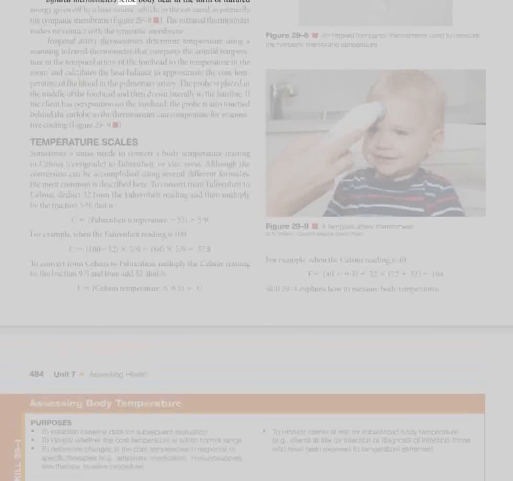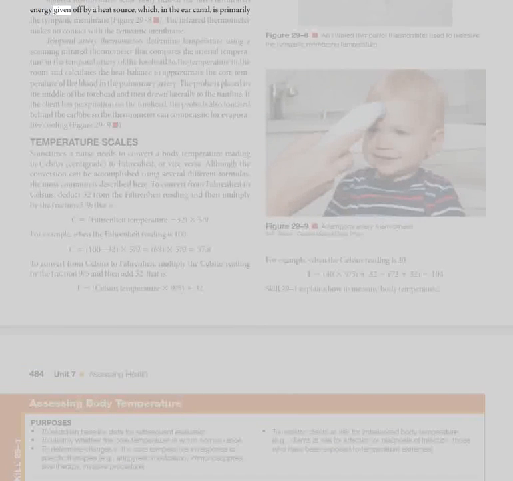Infrared thermometers sense body heat in the form of infrared energy given off by a heat source, which, in the ear canal, is primarily the tympanic membrane, Figure 29-8. The infrared thermometer makes no contact with the tympanic membrane.